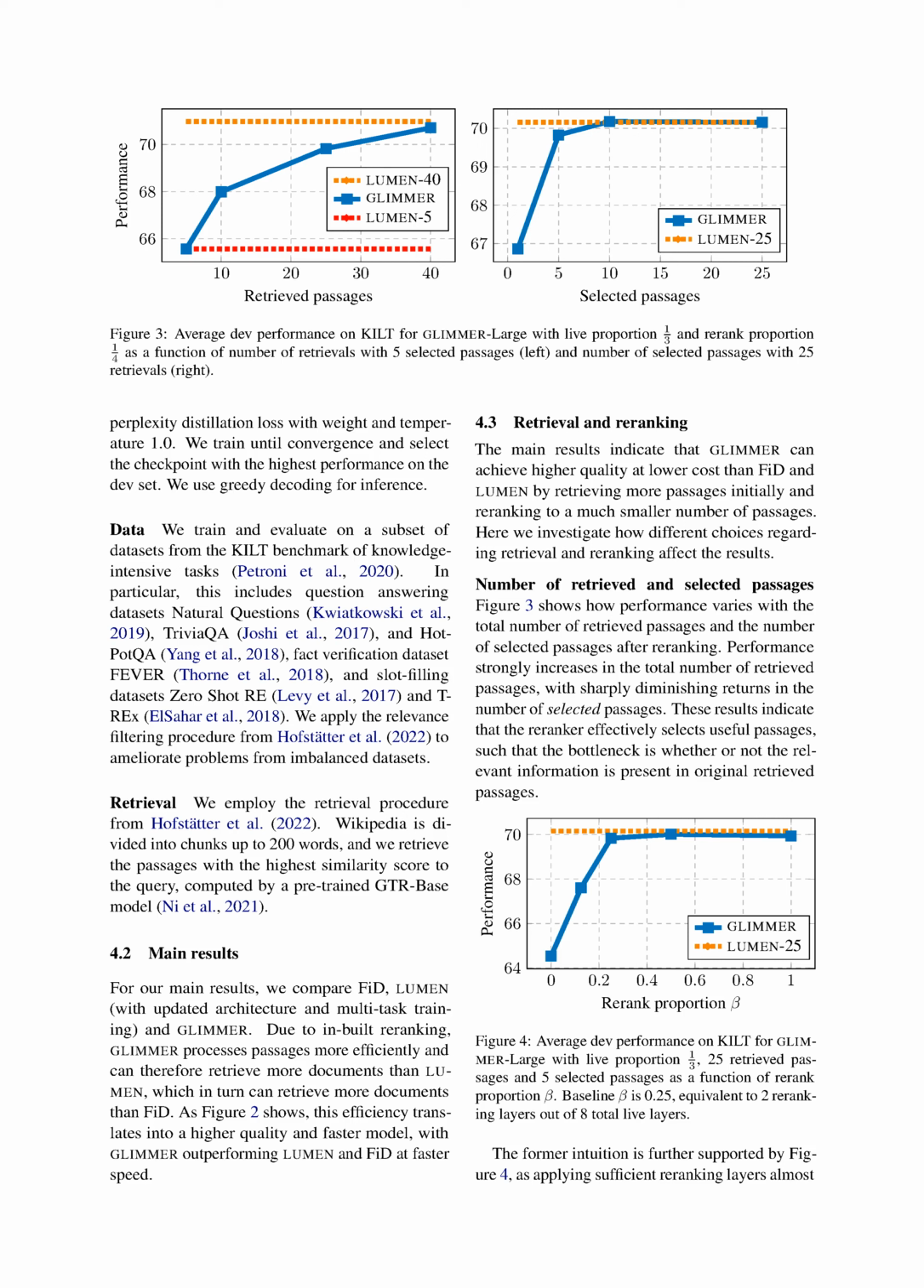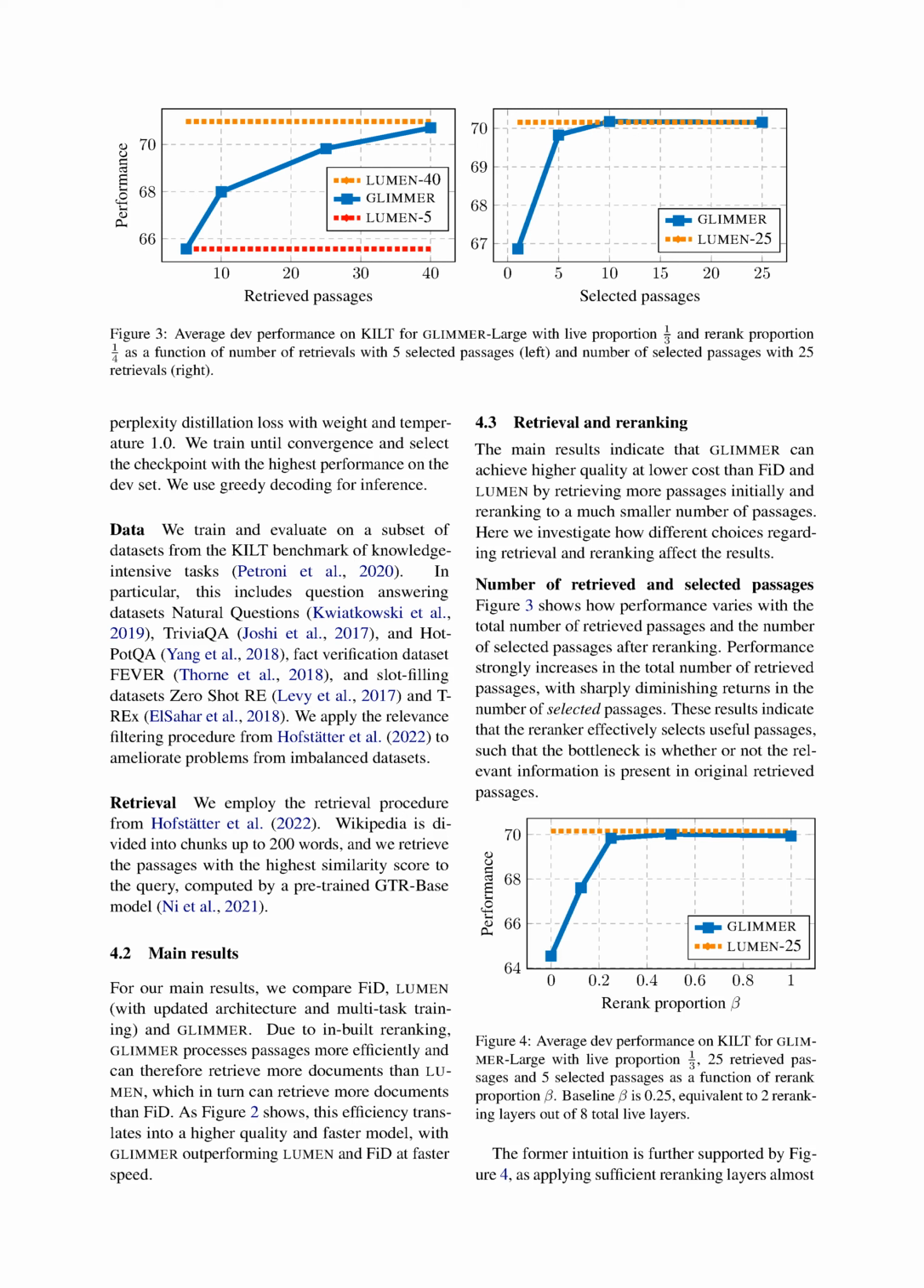Looking at our key findings, we draw comparisons between FiD, an updated architecture model with multitask training, and Glimmer. Glimmer's inherent re-ranking mechanism allows it to process passages more efficiently, thereby enabling it to retrieve more documents compared to FiD. As illustrated in the figure, this increased efficiency results in a better performing and quicker model. As a result, Glimmer outperforms both FiD and the other model at a faster speed.